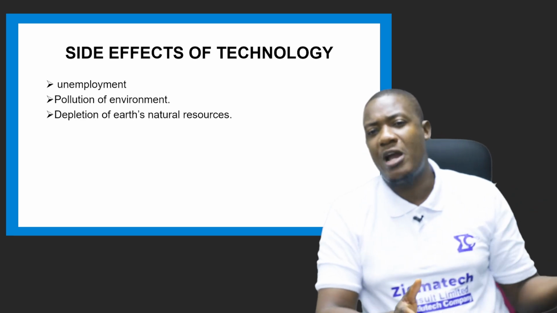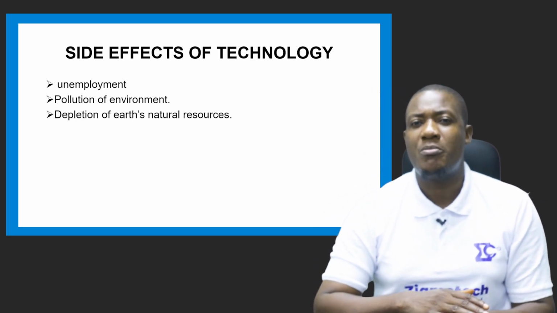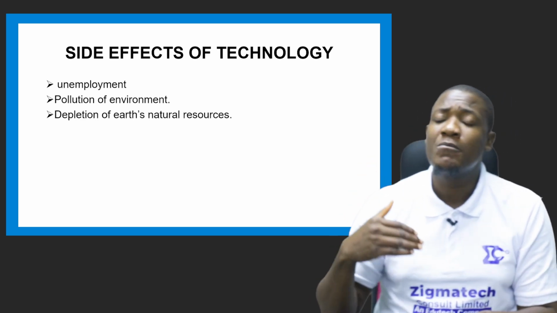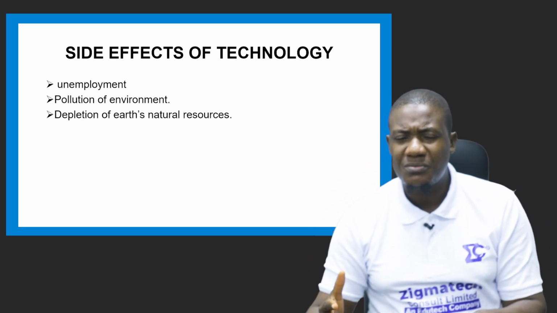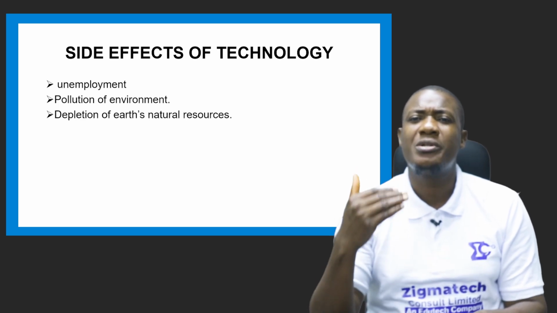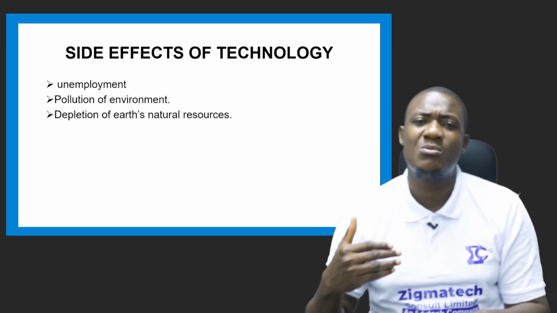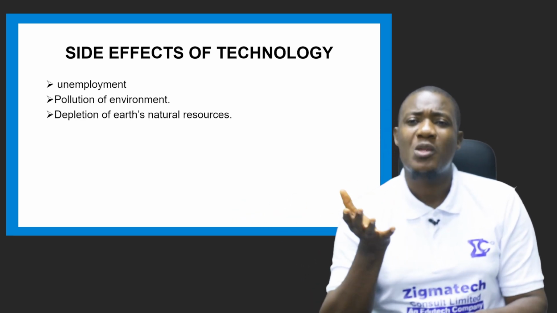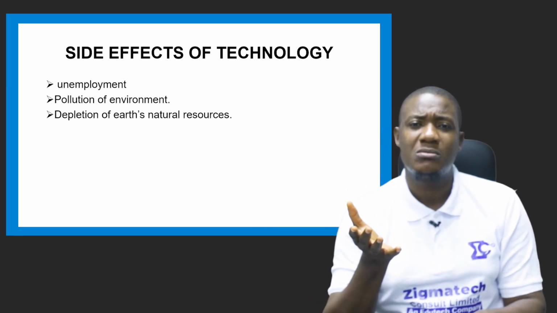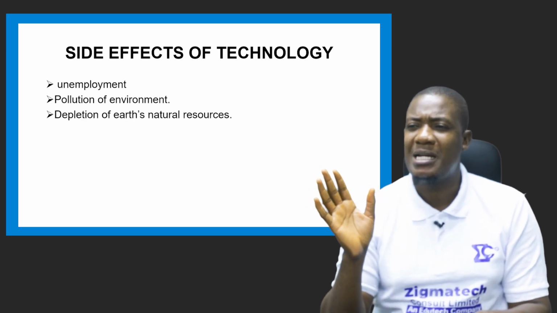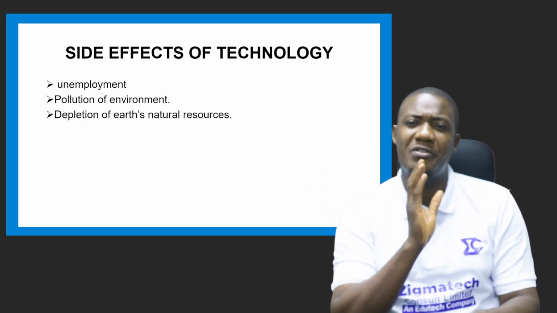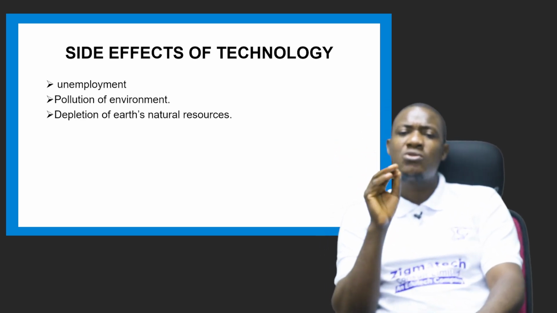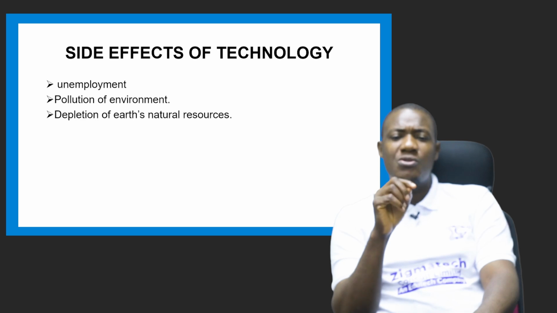Now, pollution to the environment, because some machines that we have, the vehicles, the train, all of these, they all release certain gases to the atmosphere, the environment, which can lead to environmental pollution. The activities of mining and all of that can lead to pollution of the environment. Okay, technology too has also led to depletion of the Earth's natural resources.